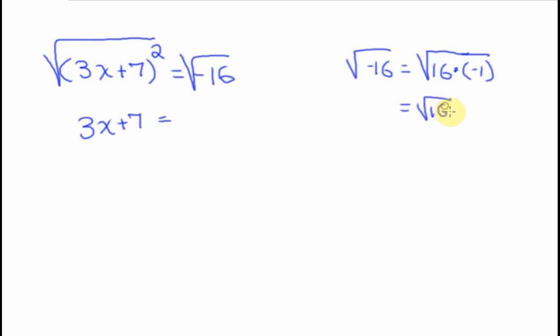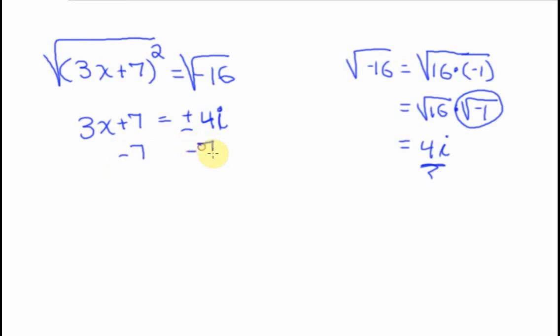Well, then I can break them up into their own radicals. And when I square root 16, that's going to give me 4. And remember, square root of negative 1, we called that something. We called that i. It's a complex number. So the square root of negative 16 over here, of course, I have to still think plus or minus. I can simplify that down as 4i. Okay. Now I can go about my business solving.